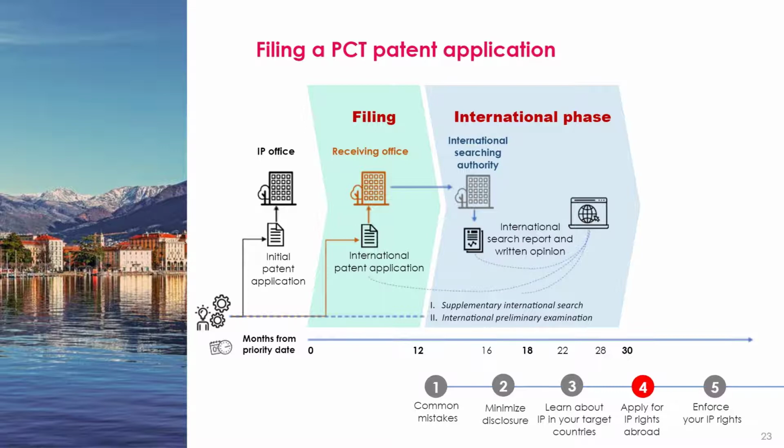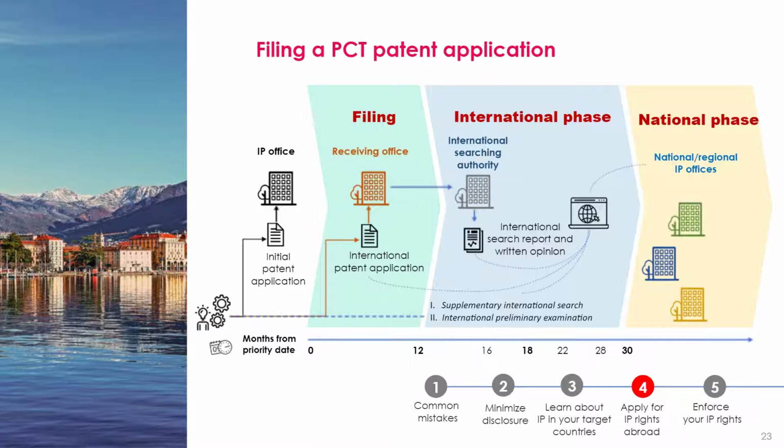Finally, your application reaches the national phase. By the end of the 30th month from your initial application date, you will need to identify in which countries you wish to seek a patent. In these countries, you will enter the national phase and pay the applicable fees. This is when the countries you've designated in the international application will begin their substantive examination in accordance with their domestic laws.